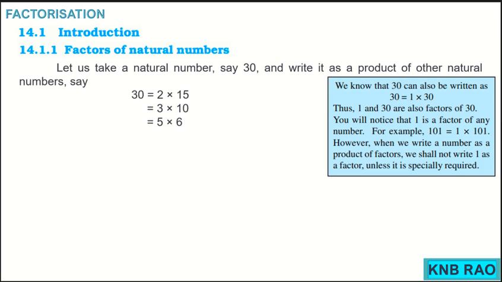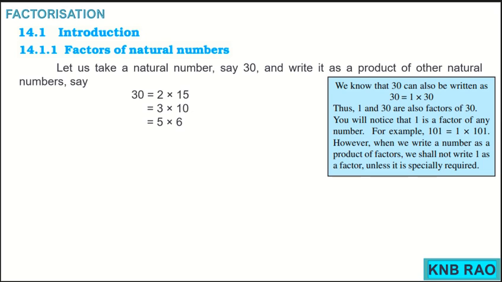Children, you must be getting a doubt now: can't we write it as 1 into 30? Yes, certainly it can be written as 1 into 30, but try to understand here. In 2 into 15, or when we write it as 3 into 10, or when it is expressed as 5 into 6, we can say those multiples are factors of this product 30.